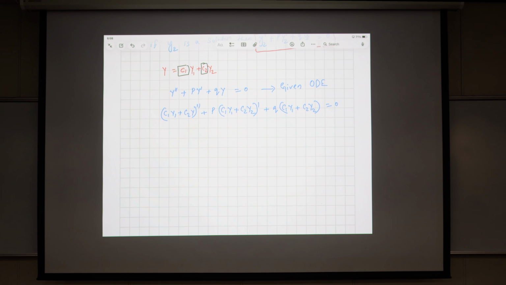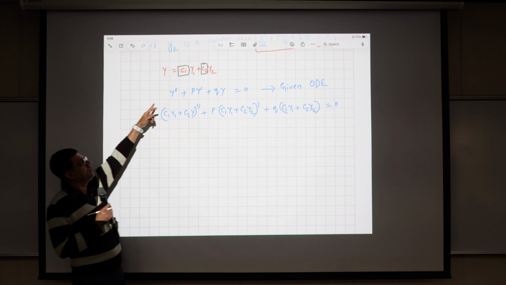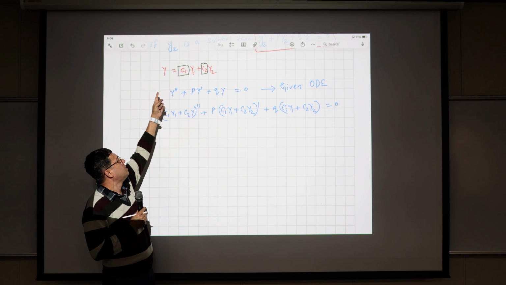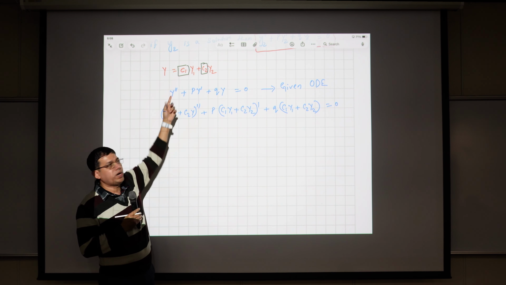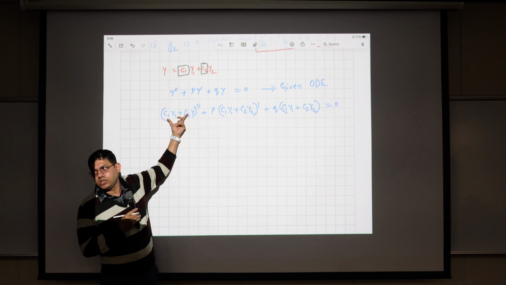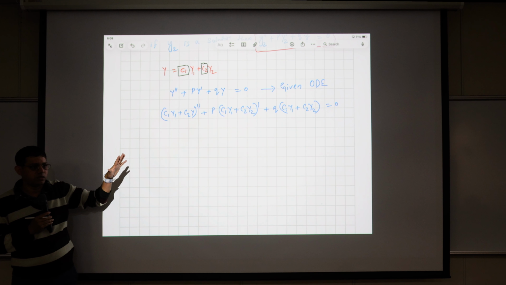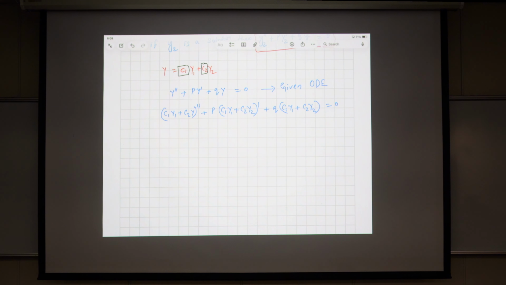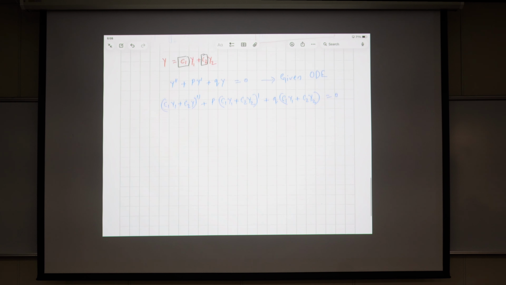That means if y is equal to C1 y1 plus C2 y2, what I did, I just put, in place of y, I just put C1 y1 plus C2 y2. That is what I just did, nothing else. Right? If I put that and you try to calculate.